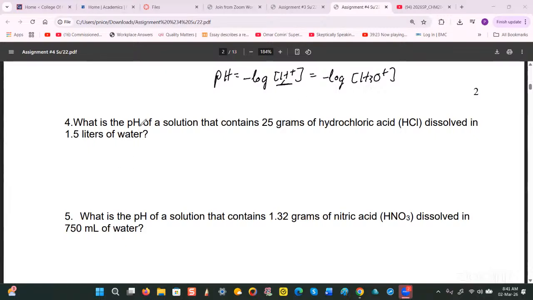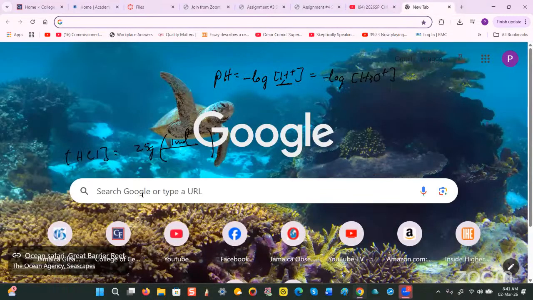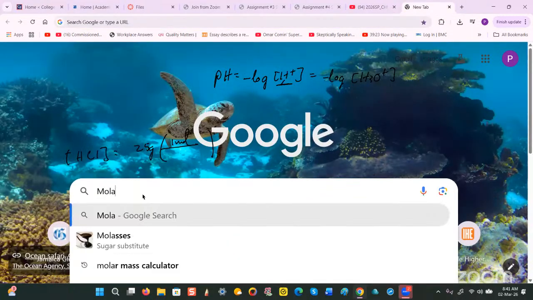So when the question says, what is the pH of a solution that contains 25 grams of HCl dissolved in 1.5 liters of water? The first thing I would do is try to find the concentration of HCl. So the concentration of HCl would be equal to the moles of HCl, but first you have to convert the 25 grams of HCl to moles. So you're going to put 1 mole here, and the molar mass of HCl, of course, by now you know me, I'm lazy, so I'm just going to look up the molar mass or use my molar mass calculator.